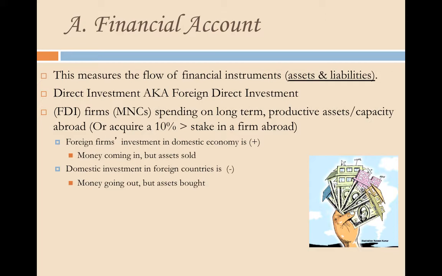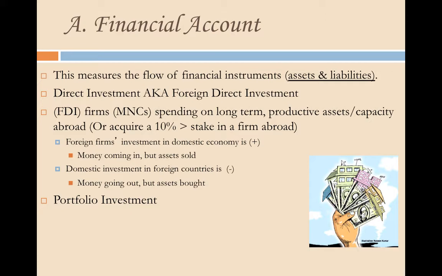So just know there are two types: either setting up a factory abroad or purchasing at least a 10% stake in a firm abroad is foreign direct investment. Next, this is very similar, but it's just on a smaller scale: portfolio investment. It's basically when an individual in a country or a small organization purchases stocks or bonds abroad.